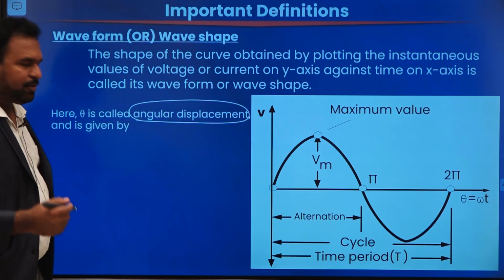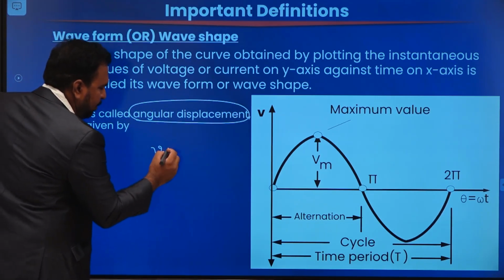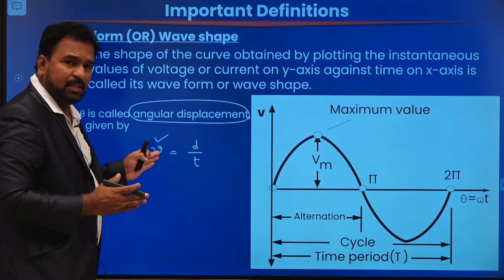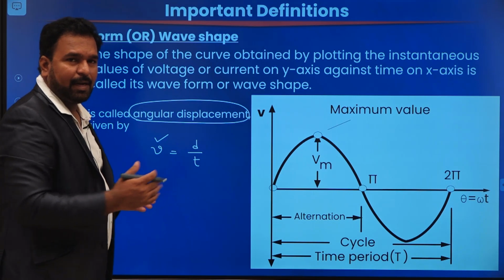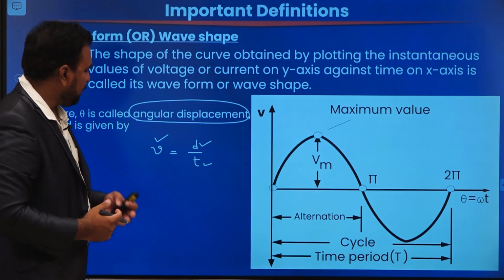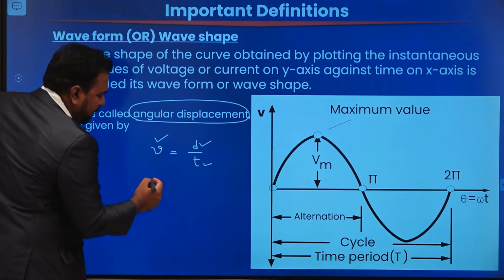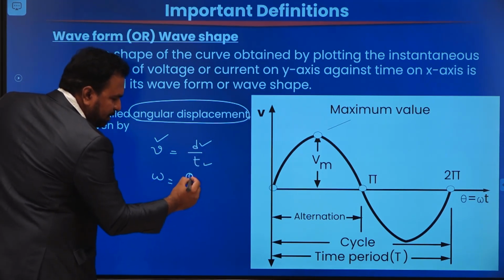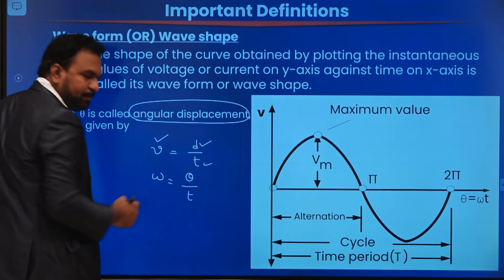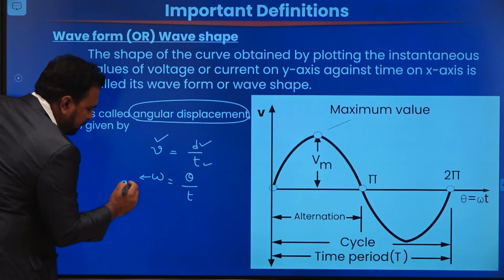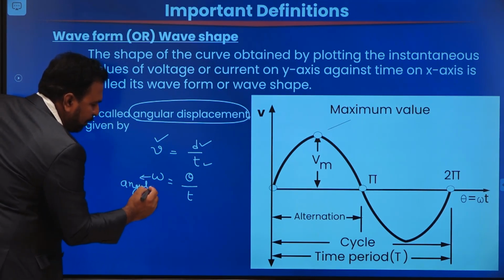In physics you already studied about the velocity. What is velocity? Distance travelled by time. This is the velocity when an object is moving in translational motion. Suppose the object is moving in a circular path, then this velocity becomes angular velocity omega, distance becomes angular distance theta, and time becomes t. What is this omega? Omega is called angular velocity.